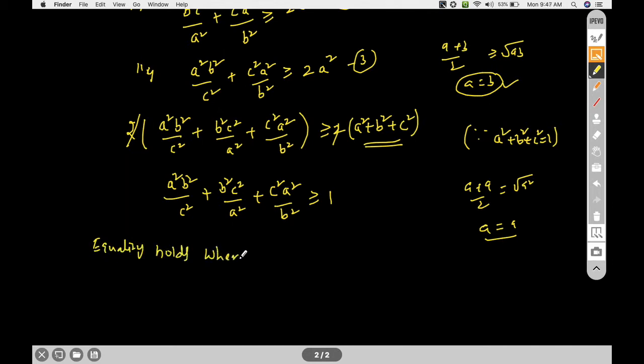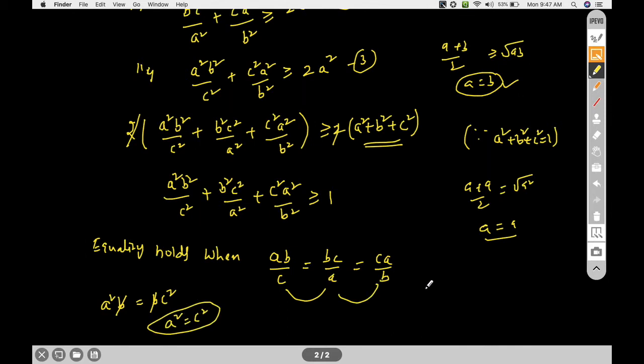when all the terms are equal, that is AB by C is equal to BC by A is equal to CA by B. From these two things, what you get: A square B is equal to BC square. This B is not equal to 0, you can cancel because B is positive in the question. Therefore A square equals C square.